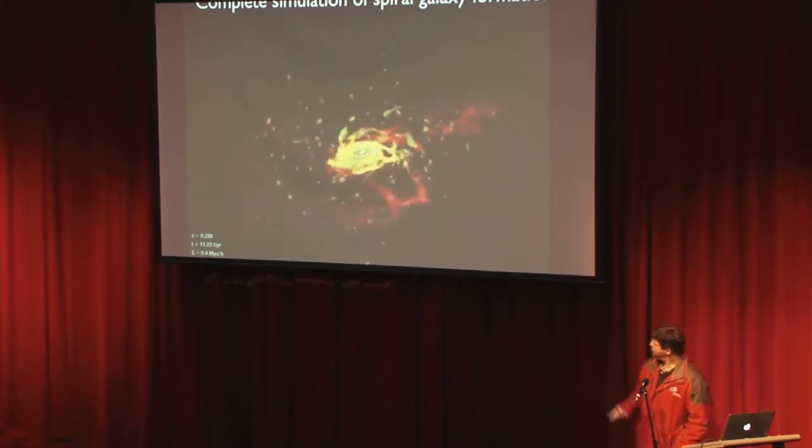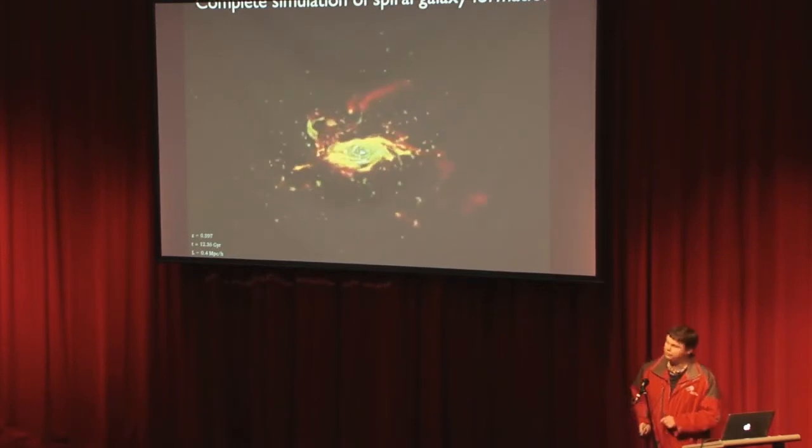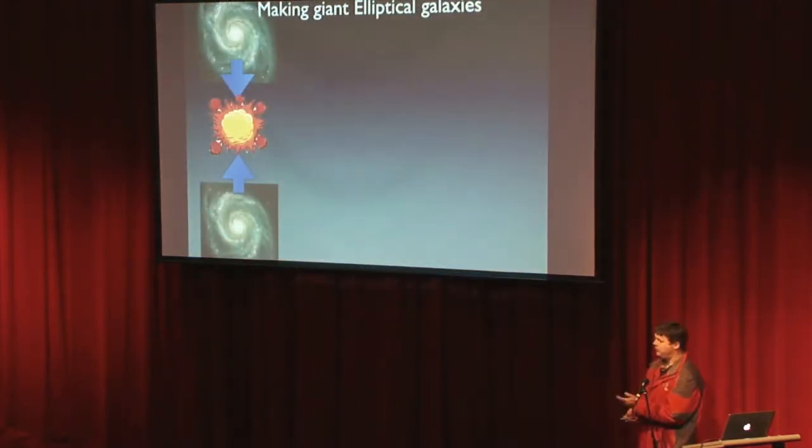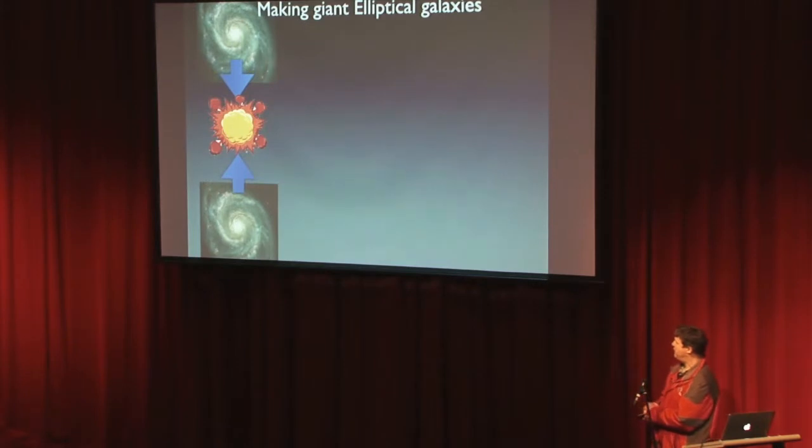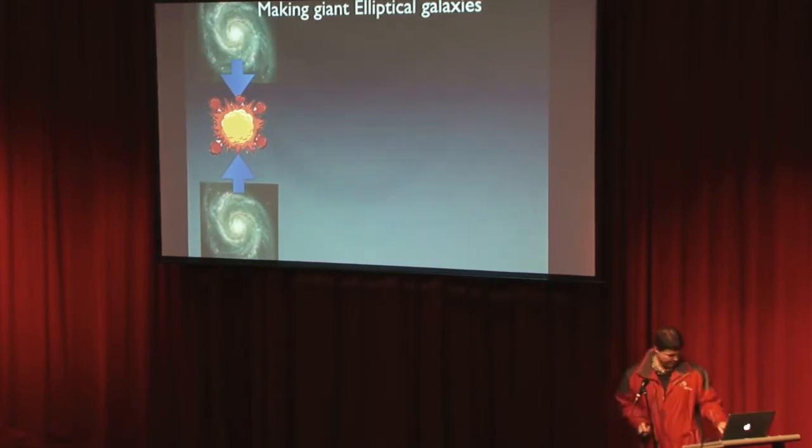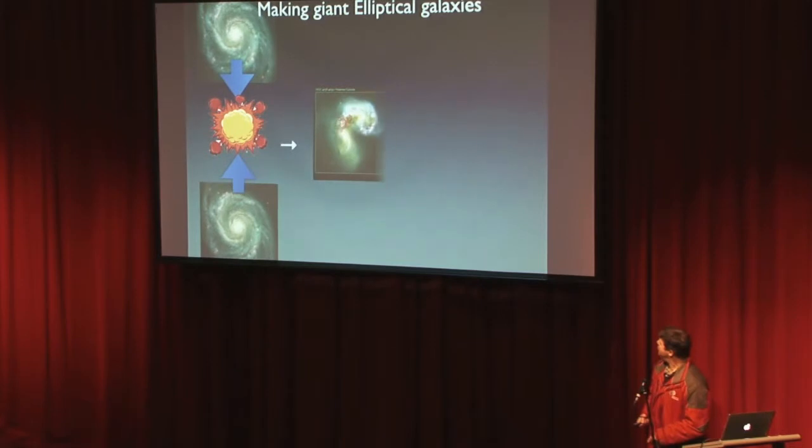That's fine, we've got a nice spiral, but what about the ellipticals I spoke about earlier? I said there are these other populations of these massive elliptical galaxies. How do they form? So here's a cartoon of how we think they form. You take two of these spirals and then you smash them together in a collision. And that does happen. And I'll show you a picture. Here's a picture of a collision of two of these galaxies. As you might expect, it's a big mess.